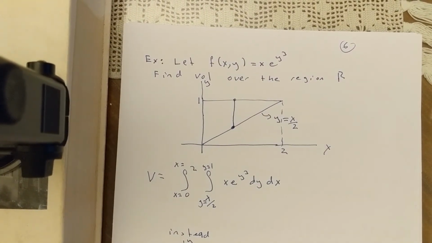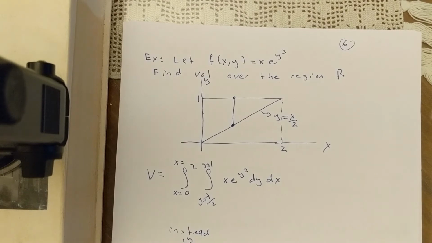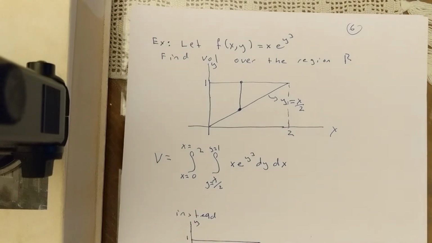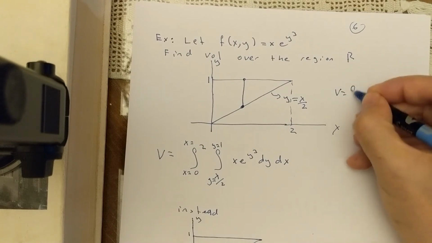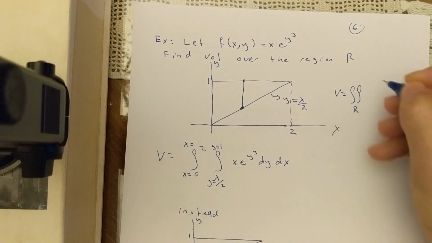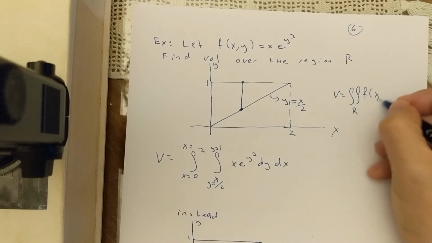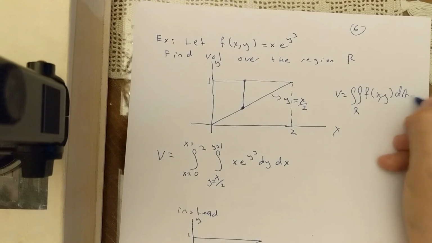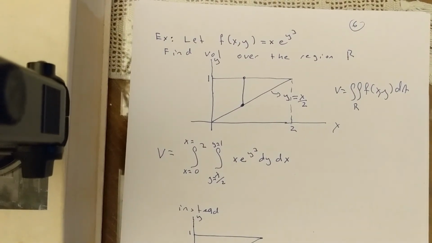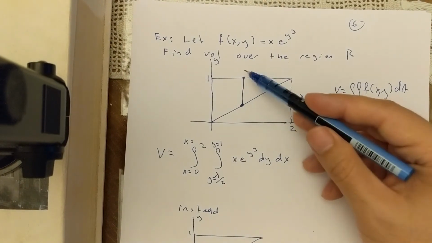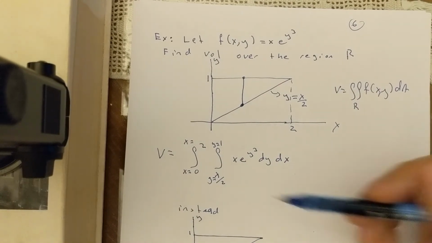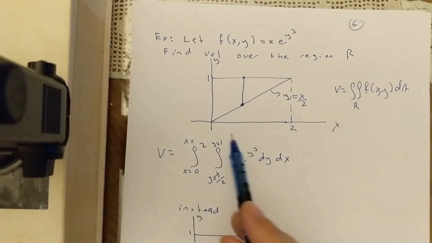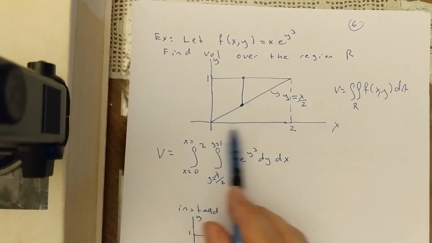So what I'm going to do is, everybody likes vertical elements. I'm going to write the volume using vertical elements. Remember, what was the volume? Volume was the double integral over the region R of f of xy dA. So now we're going to do top minus bottom. The top is just y equals 1. The bottom is y equals x over 2. And we're going to evaluate this.